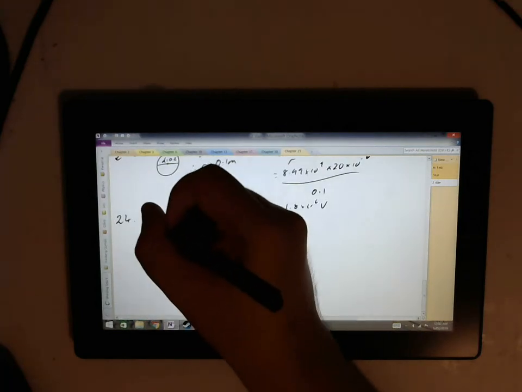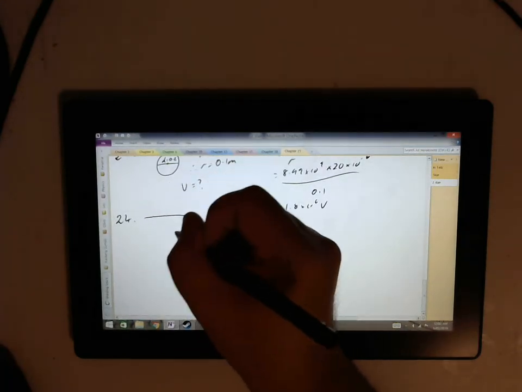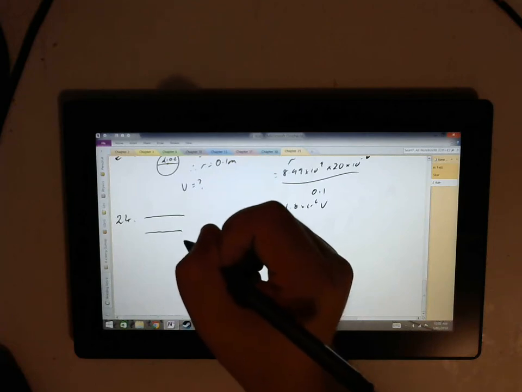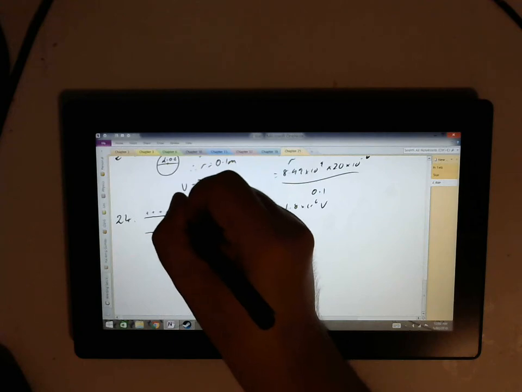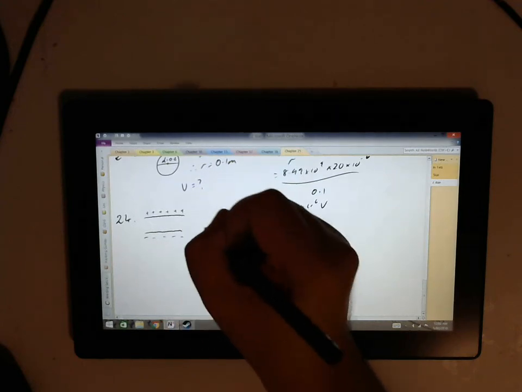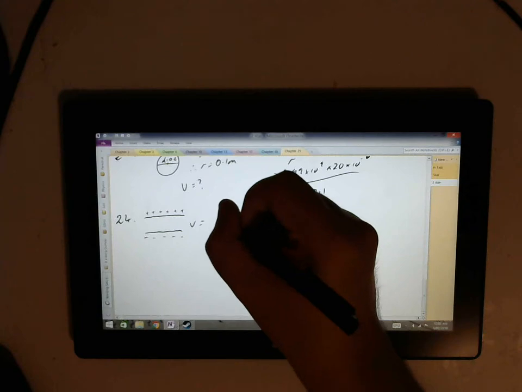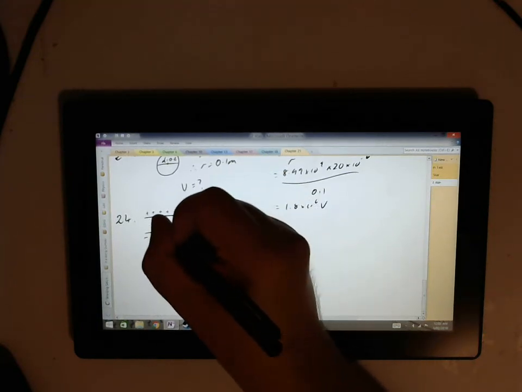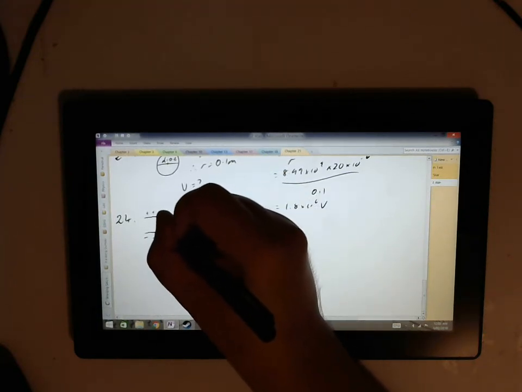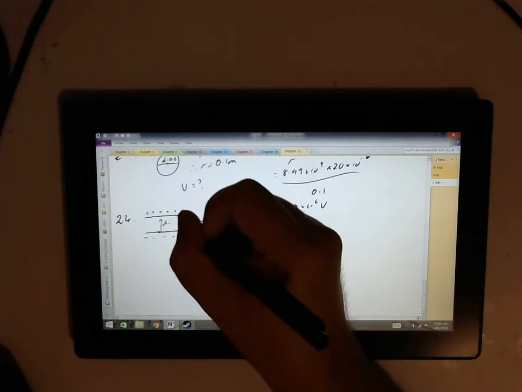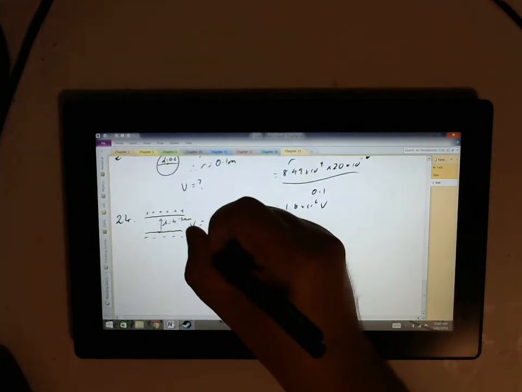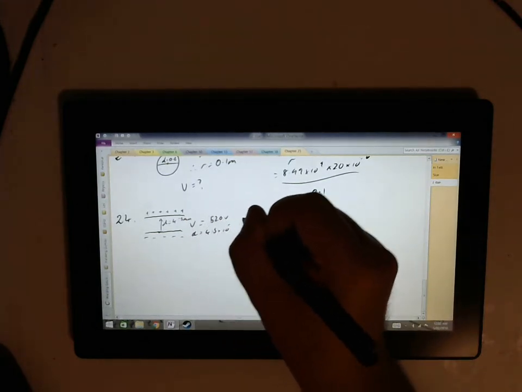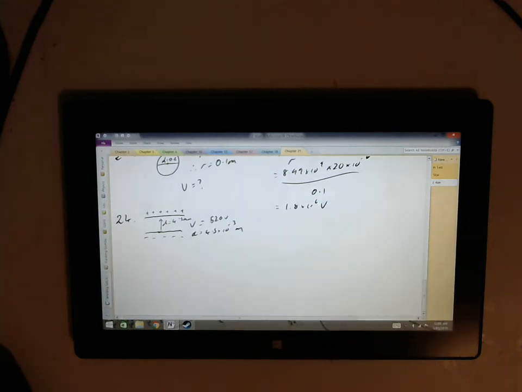Okay, let's draw this. We're going to have top and bottom. They've said that the top plate is positive, so that means the bottom must be negative, and that voltage equals 520 volts. Now the distance between the two is going to equal 4.5 millimeters. So distance equals 4.5 times 10 to the negative 3 meters. And we are asked for A, what is the strength of the electric field?